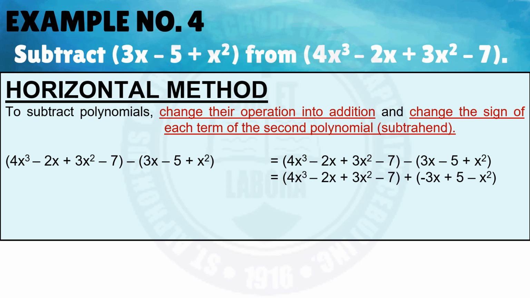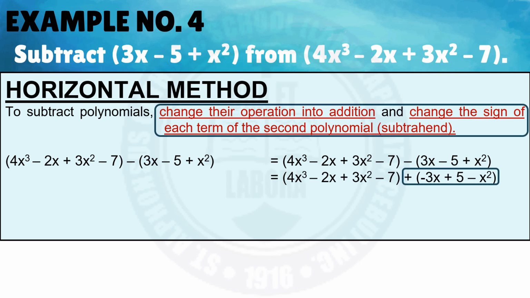Then, change the operations of the polynomials from subtraction to addition, and then change the sign of each term of the second polynomial or the subtrahend. So the subtrahend will become negative 3x plus 5 minus x squared. Next is to remove the parentheses in the process. So it will become 4x cubed minus 2x plus 3x squared minus 7 minus 3x.